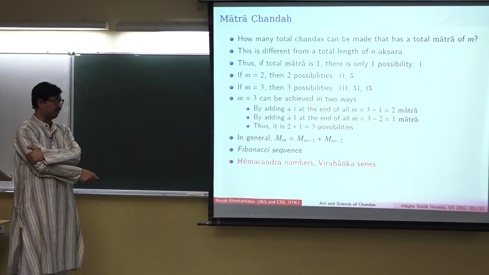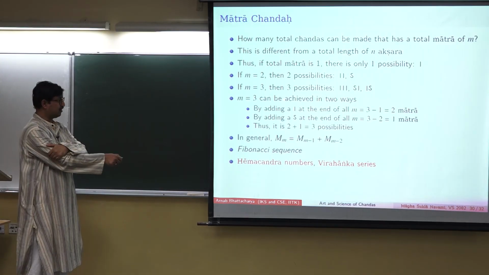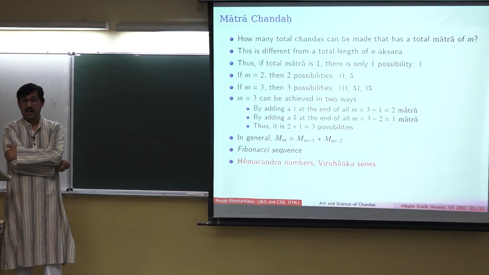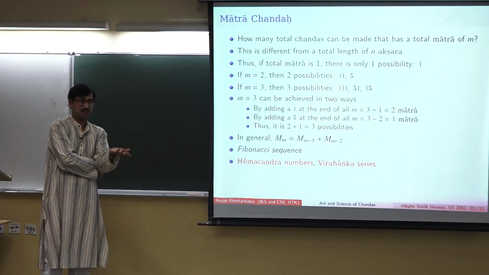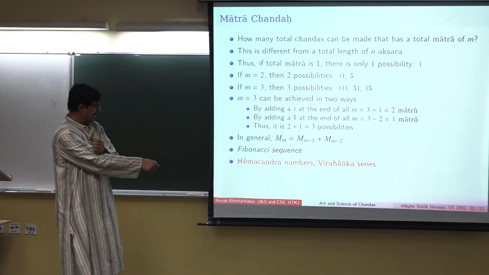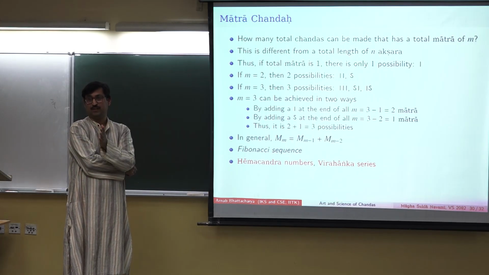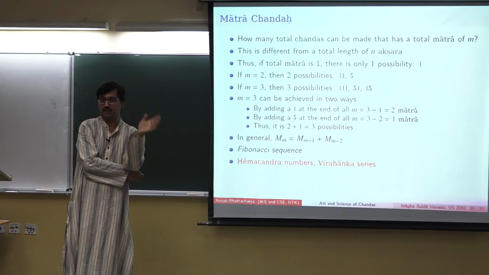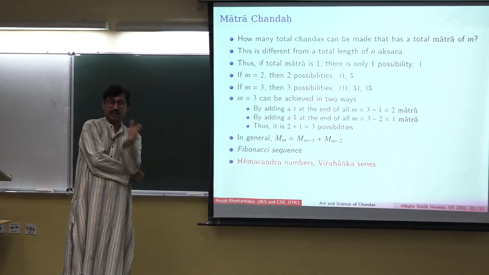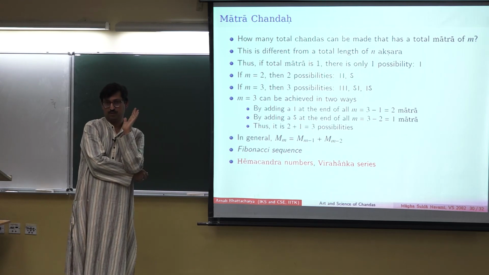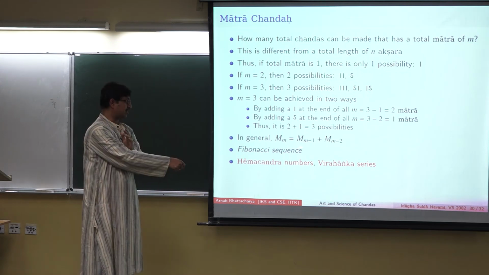These are Hemachandra numbers, Virahanka series, etc. Pingala doesn't talk about this algorithm. And the proof is by induction. The whole idea how you can compute this is from induction. It becomes very hard to enumerate after a while. But you can always break it down to these 2 cases: the last one is lahu or the last one is guru. And you assume that the previous 2 cases are solved.